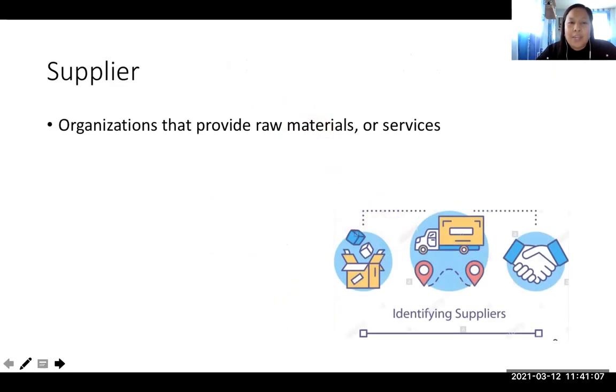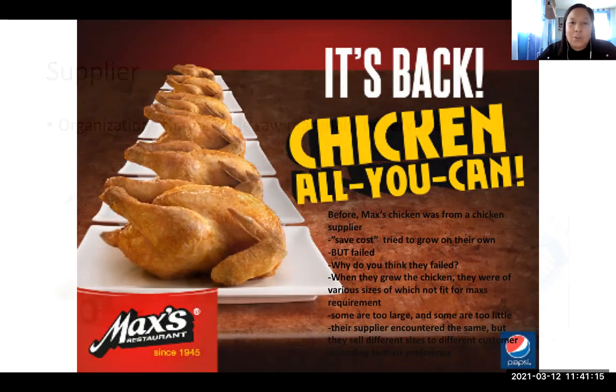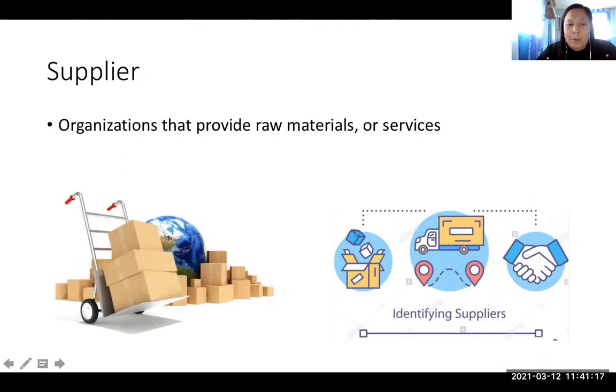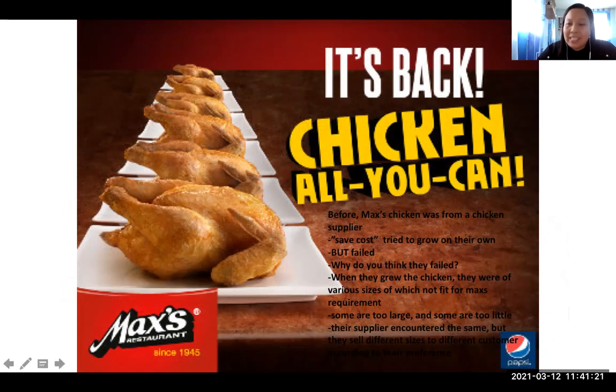Now, for the suppliers, who are they? Organizations that provide raw materials or services. And ito, I just want to show you an example for Max. They did it a few years back. It's back, chicken all you can. Natandaan nyo to. So before, prior to offering yung chicken all you can, alam nyo ba kung bakit sila nag-offer niyan? Kasi they put up their own poultry farm.